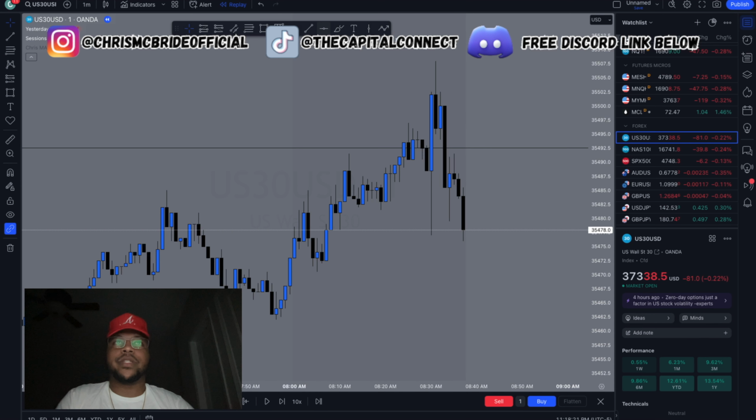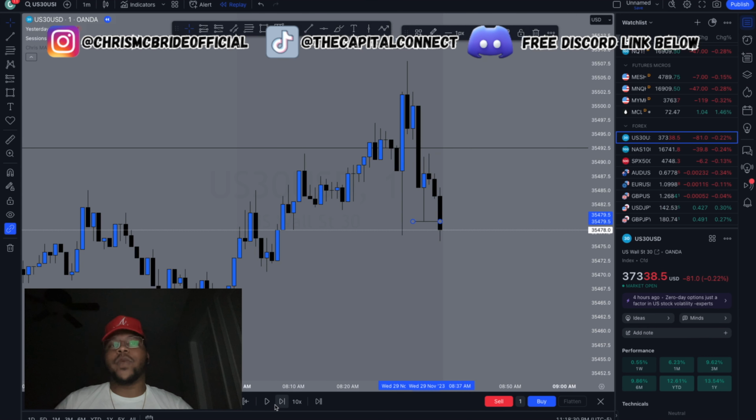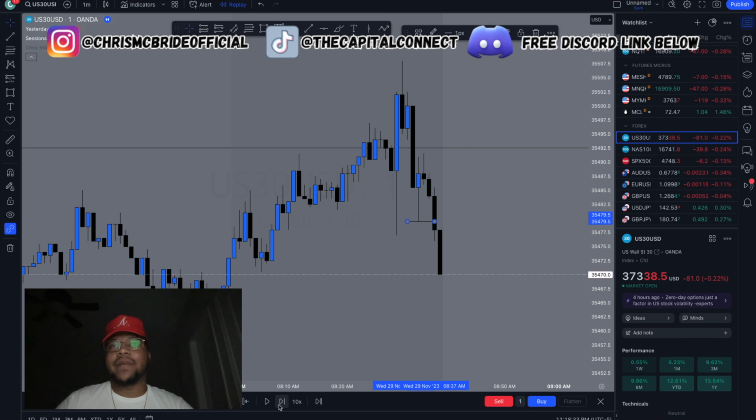Where do we get that market structure shift? We get that MSS happening right here, guys. That is when we shift in market structure. So now what do we have to do? All we have to do is wait for a fair value gap to form, which we get on the very next candle, right? The 3 candle sequence happens.